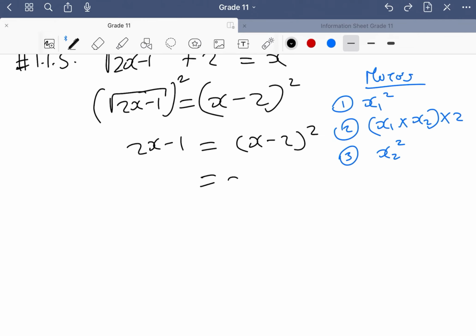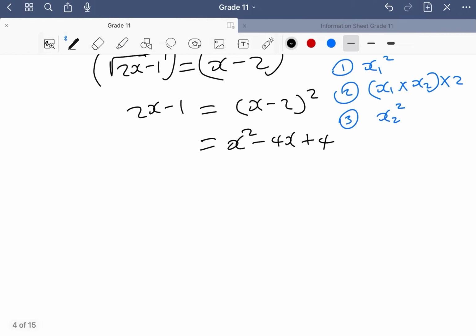So you square the first term, you have x squared. Times the 2 terms, you have negative 2x, and then times 2, we have negative 4x. And then square the last term: negative 2 to the power 2, that's positive 4. So you have 2x minus 1 is equal to x squared minus 4x plus 4.